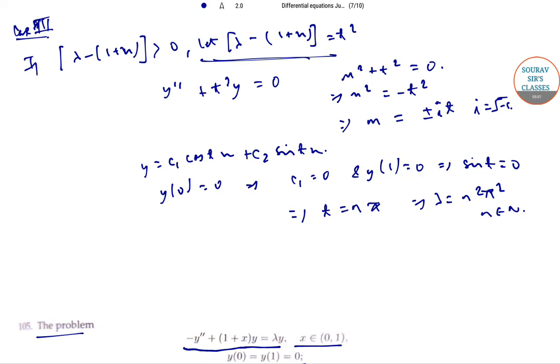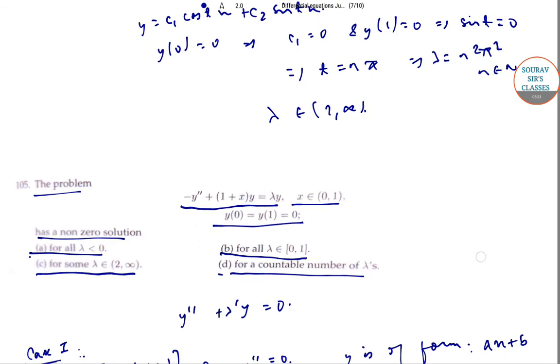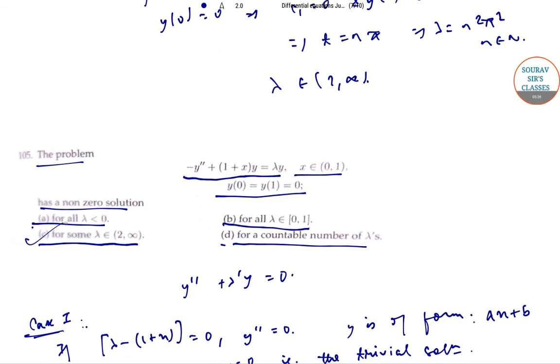Therefore, there exists a non-zero solution for λ belonging to [2, ∞). Moreover, for a countable number of λs, as natural numbers are countable, the solution exists. Therefore, option C and option D give us the correct answers.